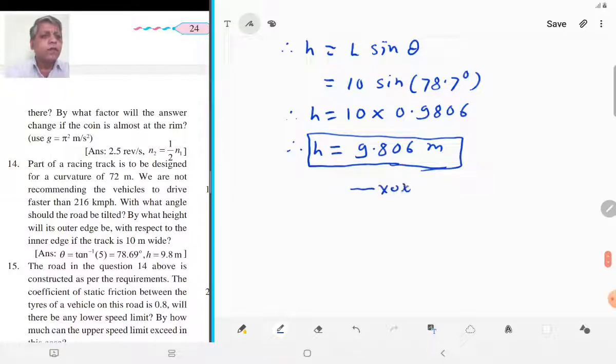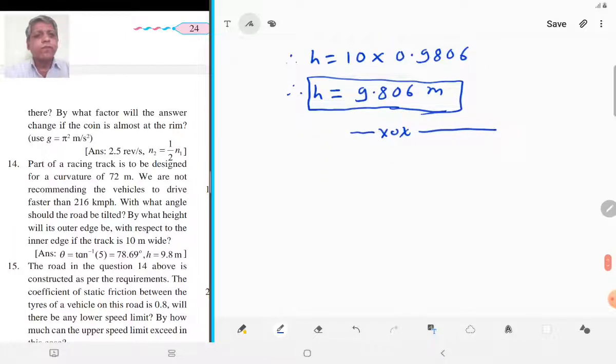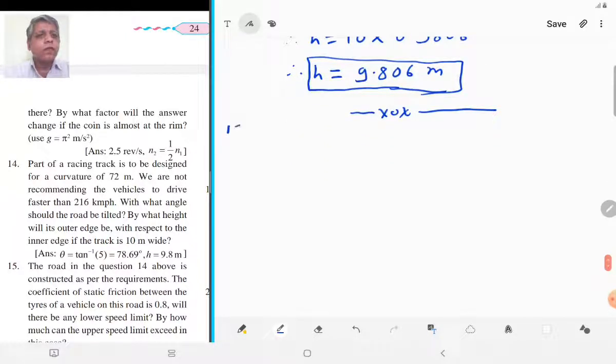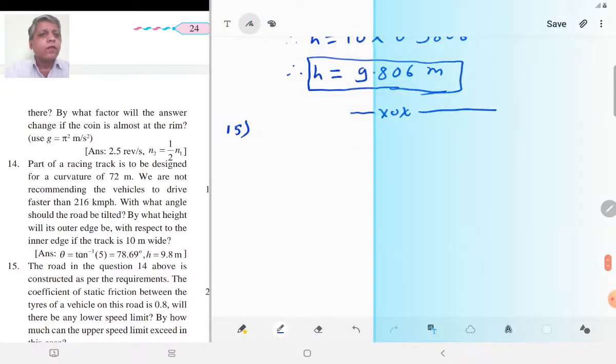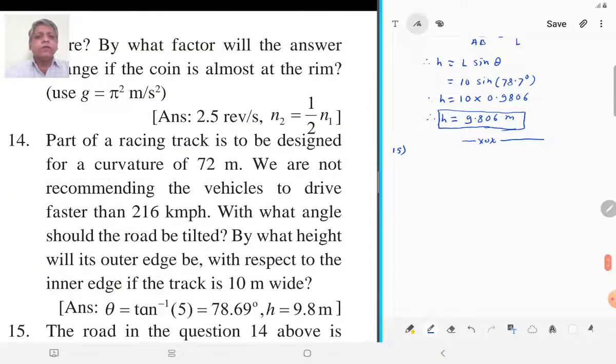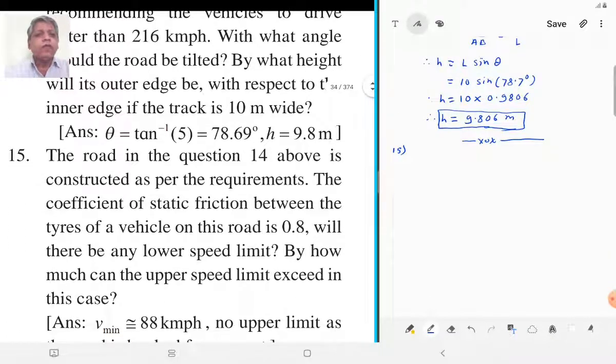Next numerical is numerical 15. The road in the question number 14 above is constructed as per the requirements. The coefficient of static friction between the tires of a vehicle on this road is 0.8. Will there be any lower speed limit? By how much can the upper speed limit be exceeded in this case?